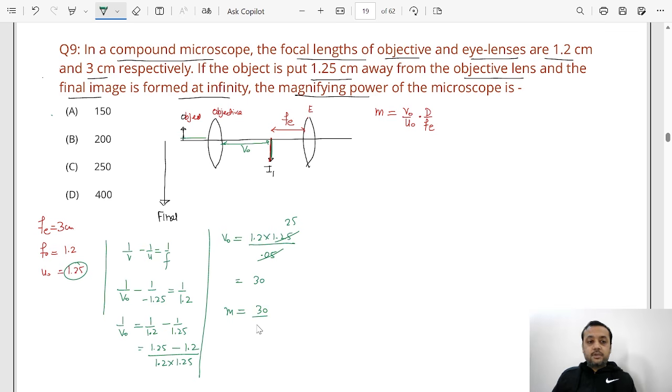Now you can put everything in the magnification formula. Vo is 30, Uo is 1.25, into D is 25 upon Fe is 3. If I multiply this by 100, this will become 125, and this will become 2500. Now 125 into 1 and 125 into 20, 20 into 10 will become 200. So magnifying power will be 200. I hope you have understood.